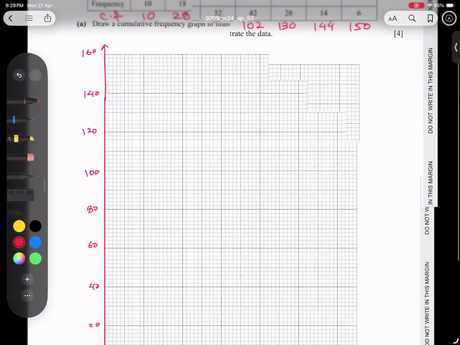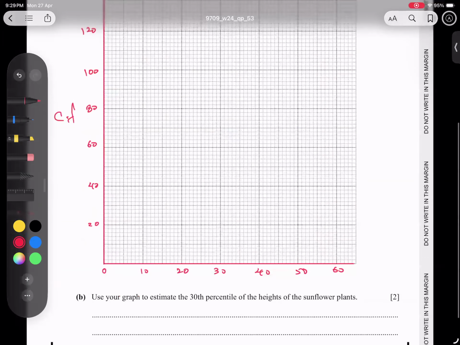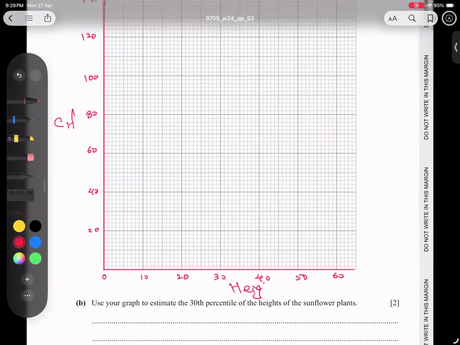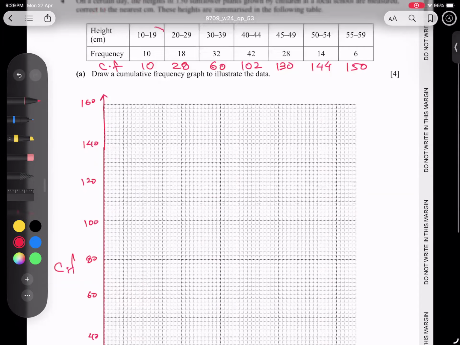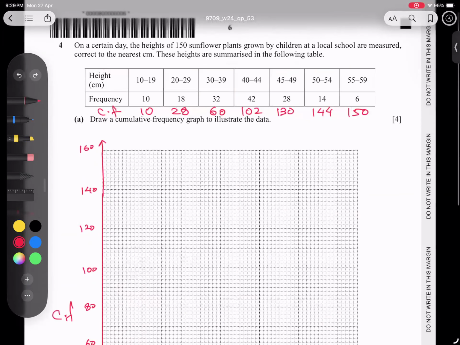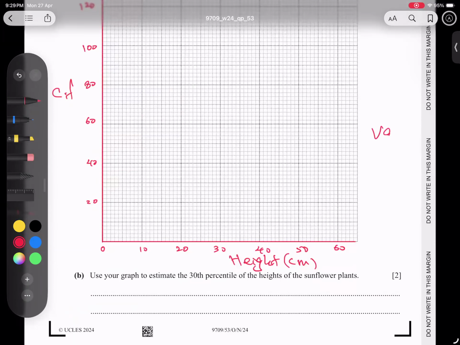Okay, must write CF here, and must write here what? Heights in centimeters. This is called labeling, and labeling is compulsory. Okay, done. Now, students, we will start. Use the upper limit only, not the lower limit. Use 19 against 10, then use 29 against 28. So 19. Now scale is another problem. What is the formula of scale? Value divided by number of boxes.